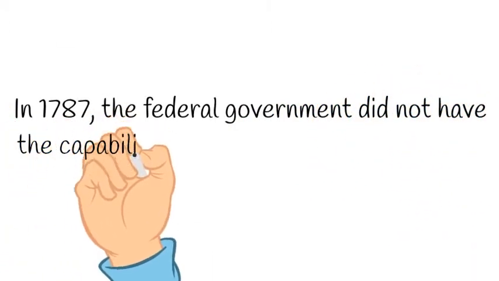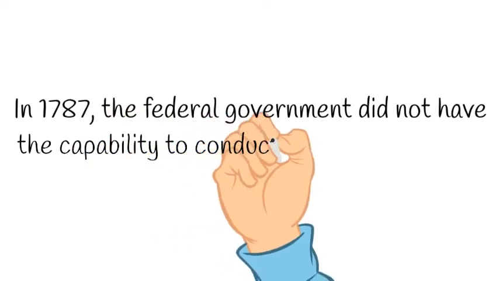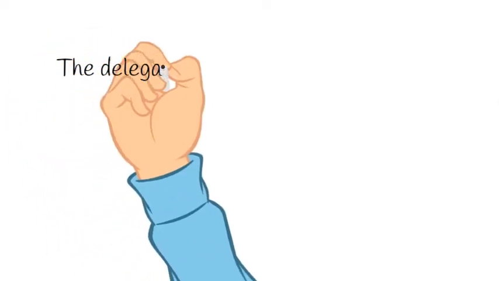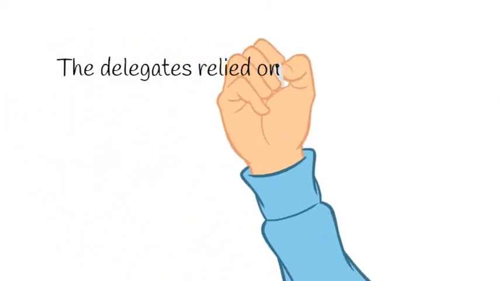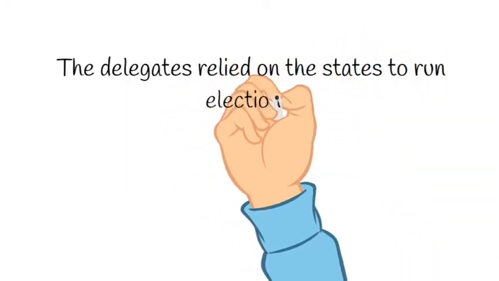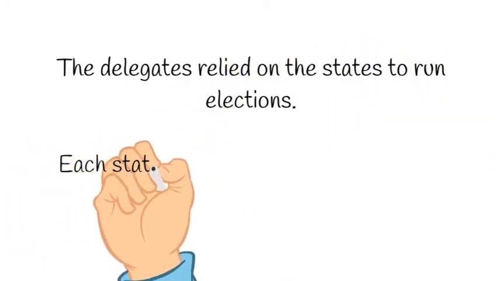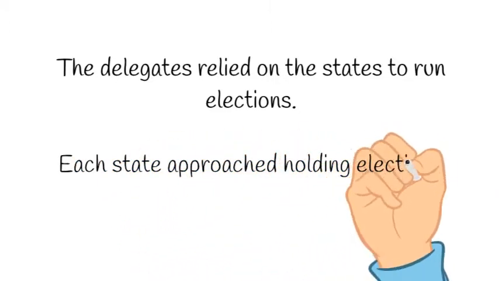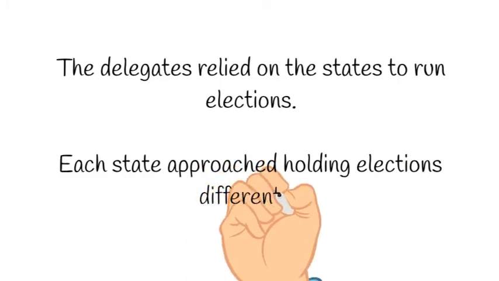Further, in 1787, the yet-to-be-created federal government did not have the capability to conduct a national election. The delegates relied on the states to conduct elections and gave only vague directions. Because the framers did not specify to the states how to hold presidential elections, each state approached it differently.